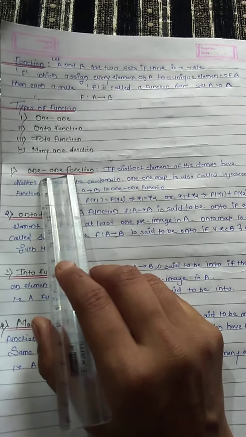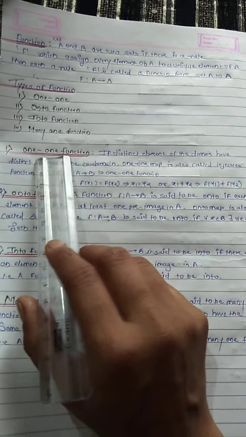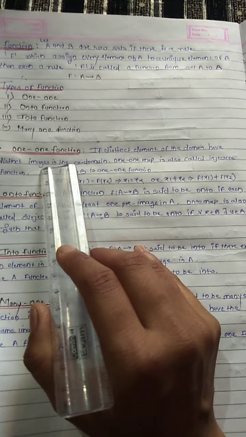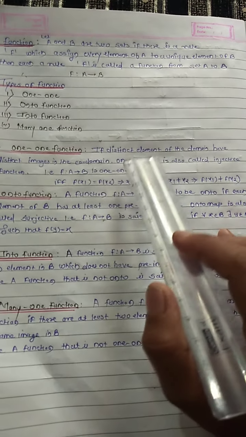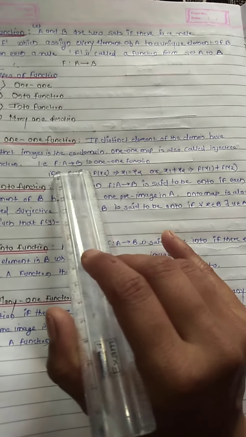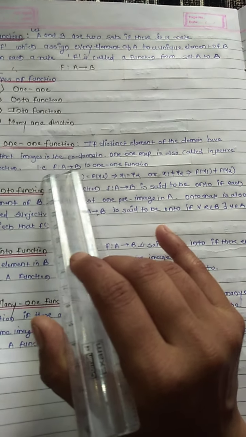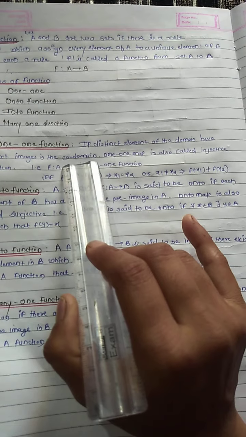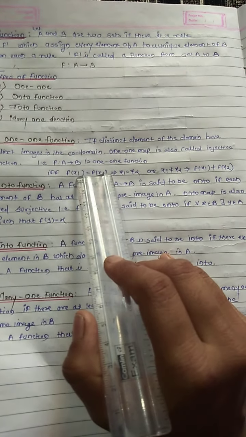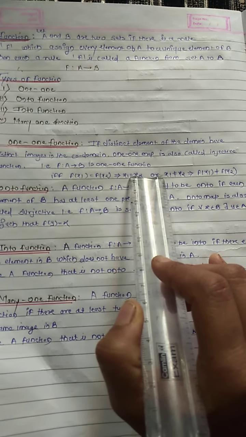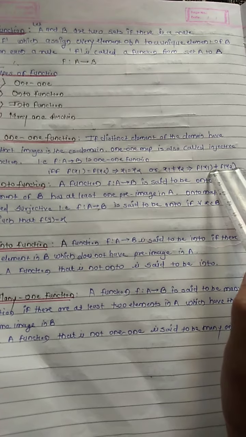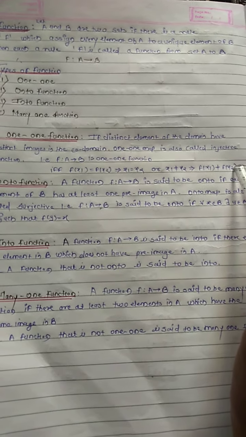See first function. What is one-one function? If distinct elements of the domain have distinct images in the codomain, the map is also called injective. Another definition of one-one function: f from A to B is said to be one-one if and only if f(x1) = f(x2) implies x1 = x2, or x1 ≠ x2 implies f(x1) ≠ f(x2).